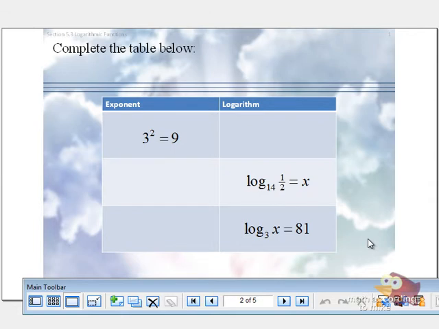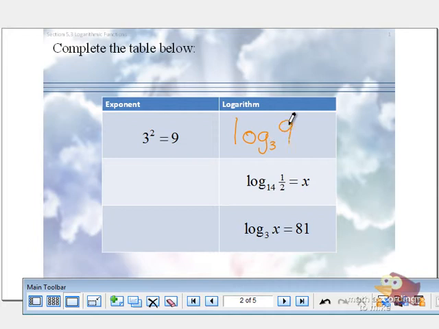Complete the table below. 3 squared equals 9. We're going to write the corresponding logarithm. One thing you need to memorize is the base of the log is always the base of the exponent. The base of the log is always the base of the exponent. What's the base of the exponent? What's the base of the log going to be? So we're going to say log base 3 of what?